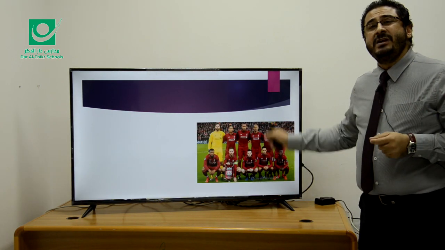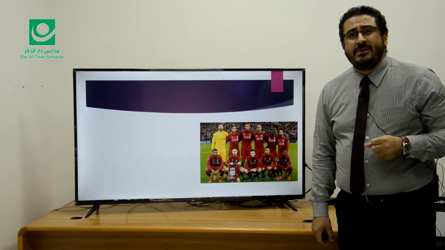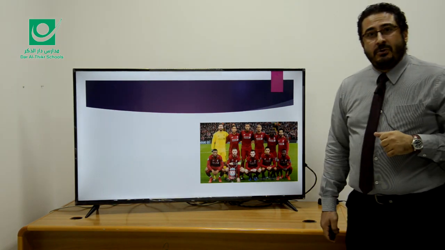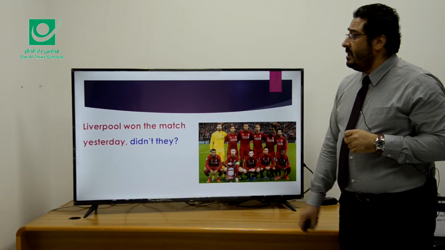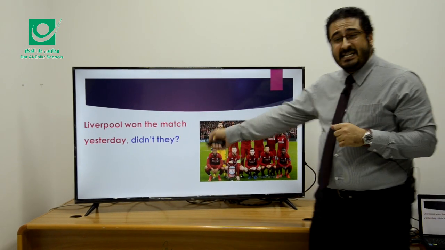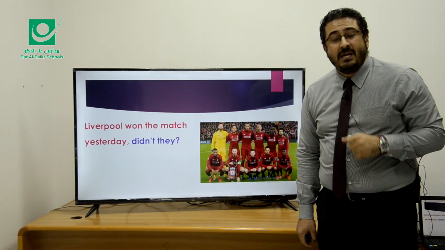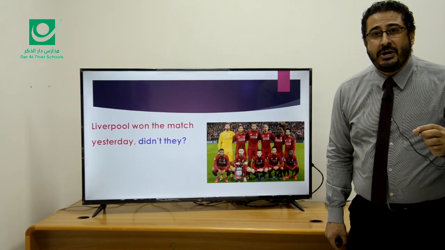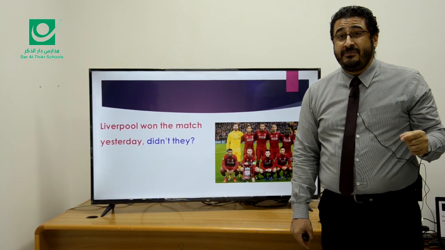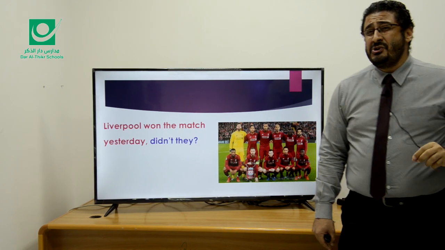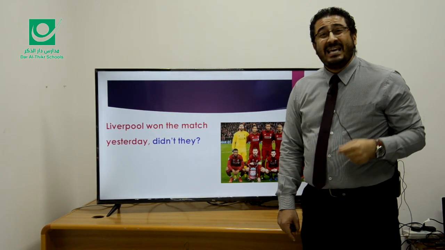Look at this picture. Do you recognize this team? Yes, very good. I know most of you know this team. This is Liverpool. Now look at the first sentence. Liverpool won the match yesterday, didn't they? So I want you to notice my tone here. Is it different from the first question? Yes, it's different from the first question because I'm not really sure if they won the match. So I'm asking, Liverpool won the match yesterday, didn't they?